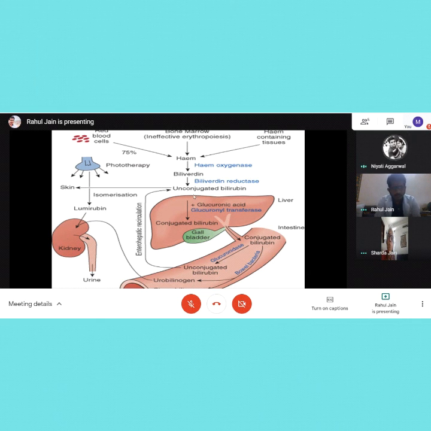I'll just revise once more because it is very important to understand this. Red blood cells get decomposed to unconjugated bilirubin. This unconjugated bilirubin goes inside the liver to become conjugated bilirubin. This conjugated bilirubin gets excreted into the intestine. There it gets converted to urobilinogen and stercobilinogen. Urobilinogen gets reabsorbed and excreted by the kidney, and stercobilinogen gets excreted into the stools.